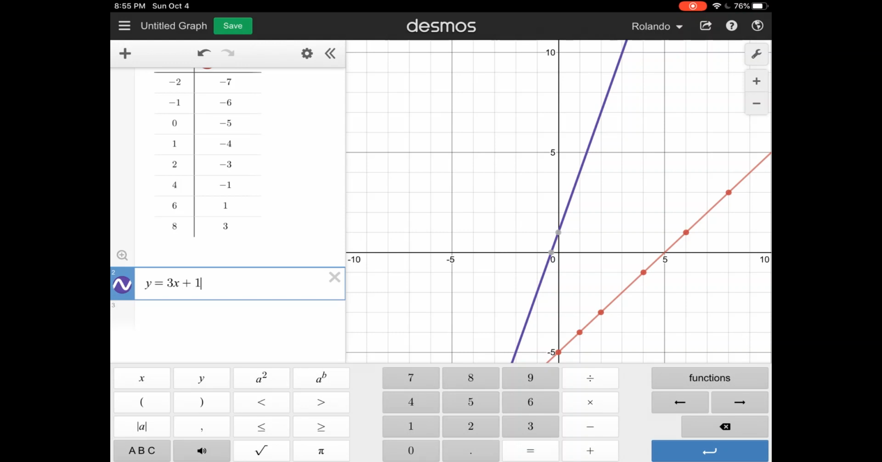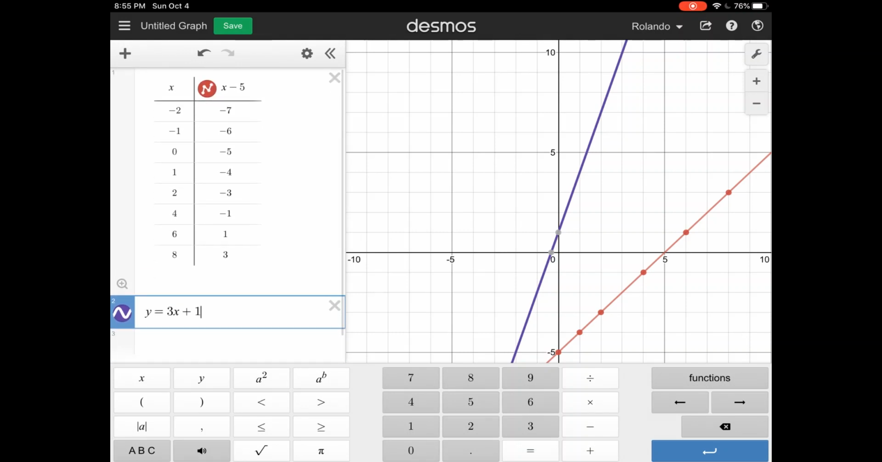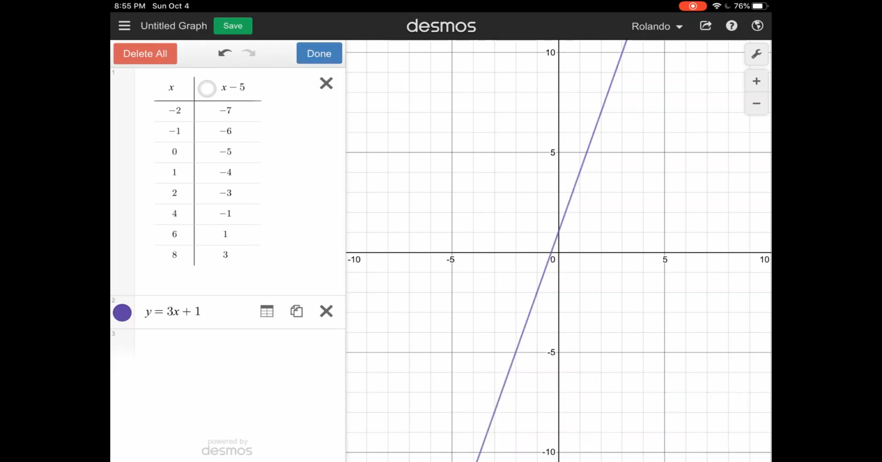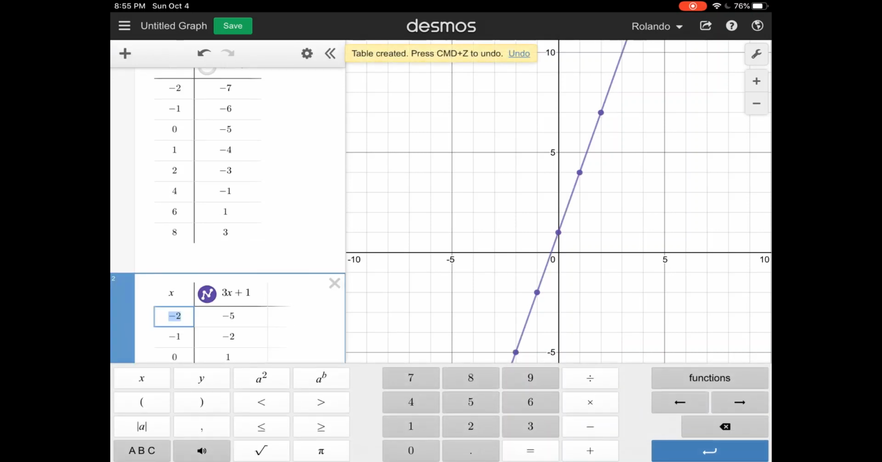Don't worry about the red graph, but actually I can click on the red circle here to remove the graph. Now we're on the blue or purple equation. So again, we're going to click the gear button in here, the settings button, and then add a table of values.